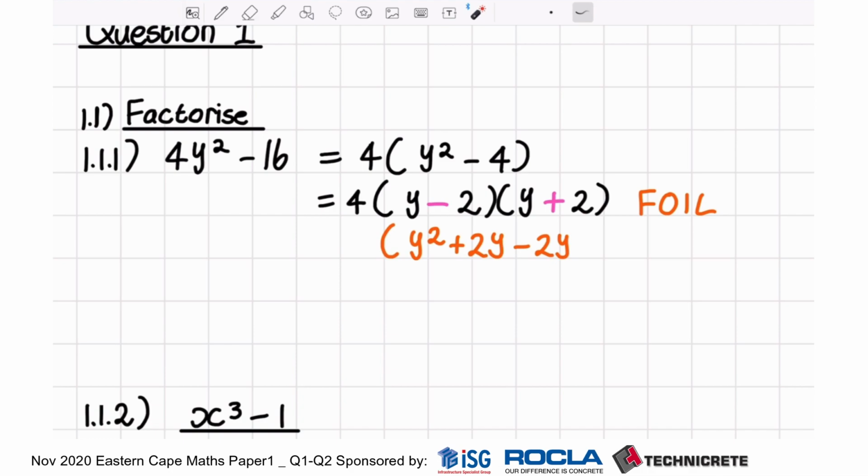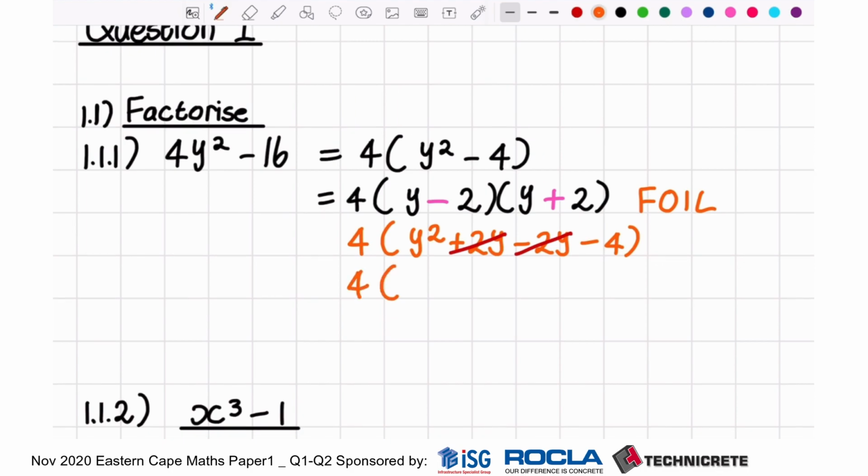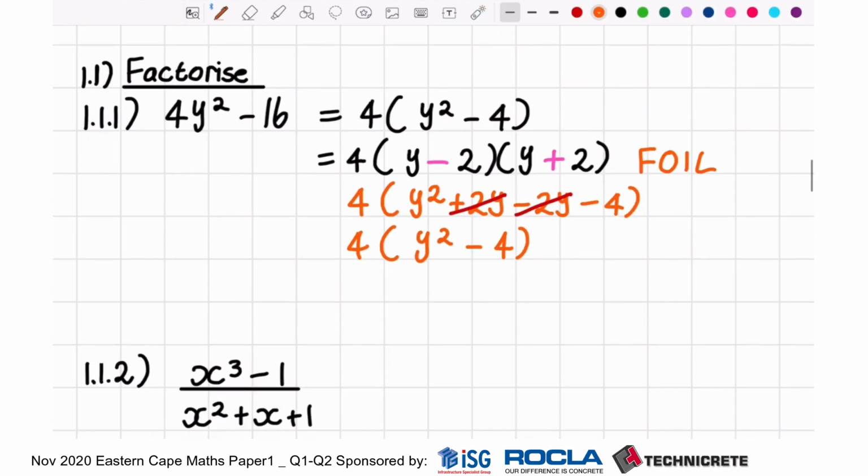And then my final term is going to be the last two terms multiplied together. Positive 2 times negative 2 is negative 4. And I've still got the 4 on the outside here. And then in the bracket, I can see that the positive 2y is going to cancel out with this negative 2y. And so my bracket, still keeping the 4 on the outside, is now going to be y squared minus 4, which is what I had the first time that I factorized it. And now I'm going to take it all the way back to the beginning and distribute the 4 back into the bracket, and I will be left with 4y squared minus 16 as expected.